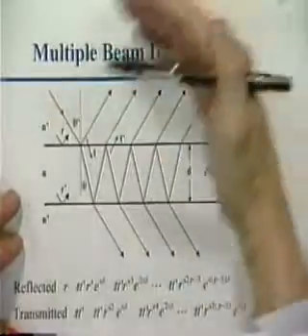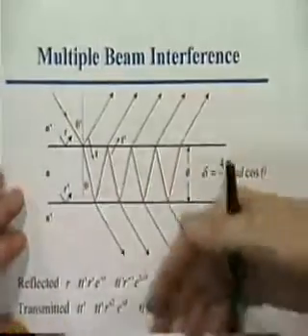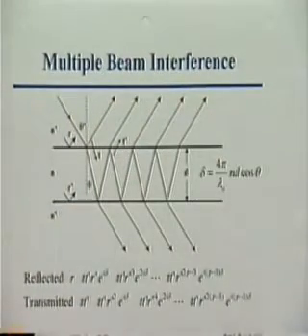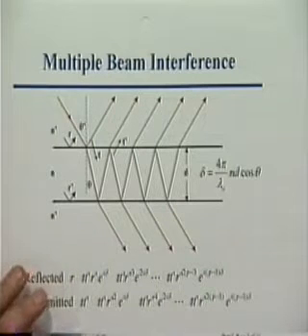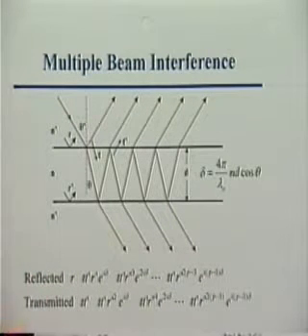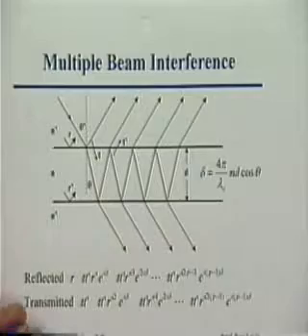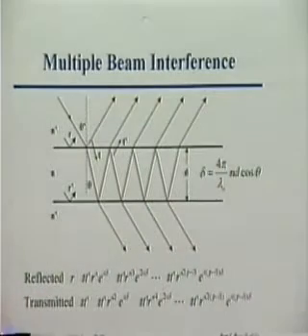Okay. So basically what we're going to do here now, it's a little messy, but it'll work out pretty nice. We're going to add up all these reflected beams and all these transmitted beams and see what we get. And we're going to get something here that is absolutely remarkable. And in fact, next class, when we get through this, I'm going to show you what I think is the most amazing thing in optics. Okay?